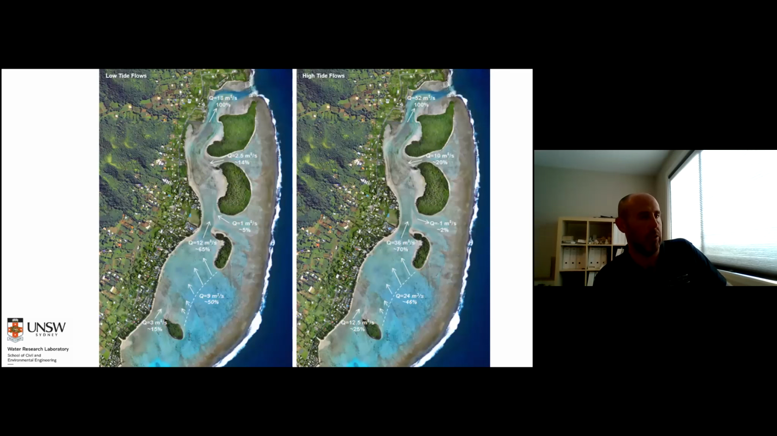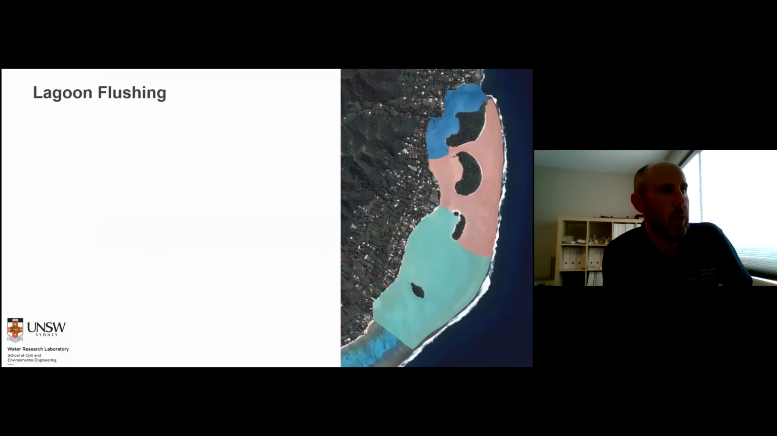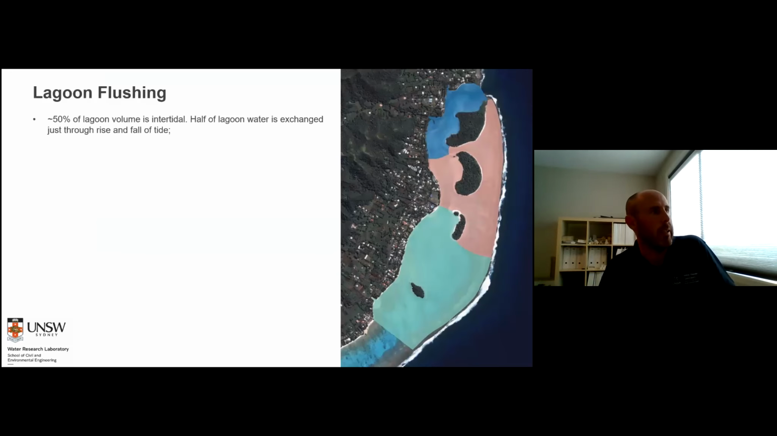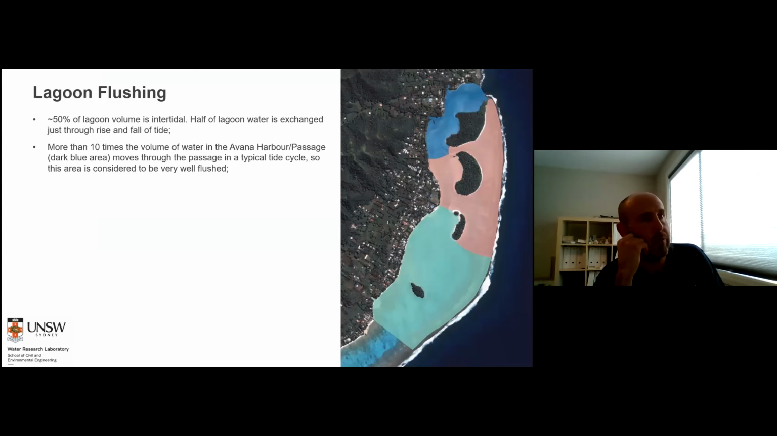So different percentages moving through the lagoon in different areas. In terms of lagoon flushing, what we were able to tease out was that about half the volume of the lagoon, this is where the bathymetry survey was really helpful, is intertidal. And so half the volume of water is exchanged just through the rise and fall of the tide every tide cycle.